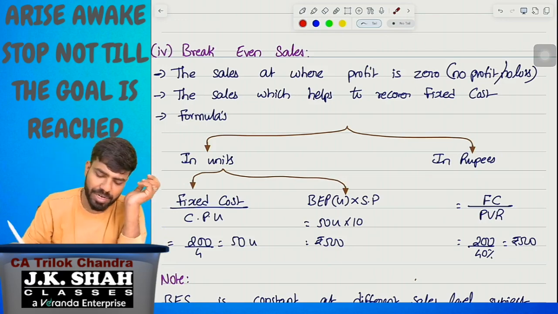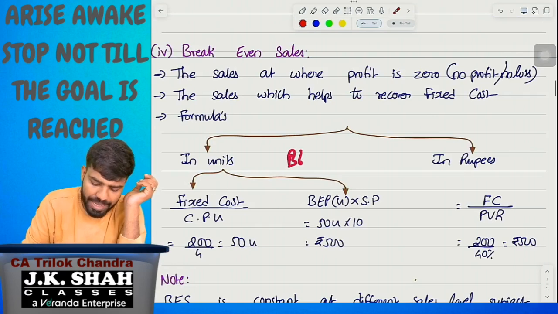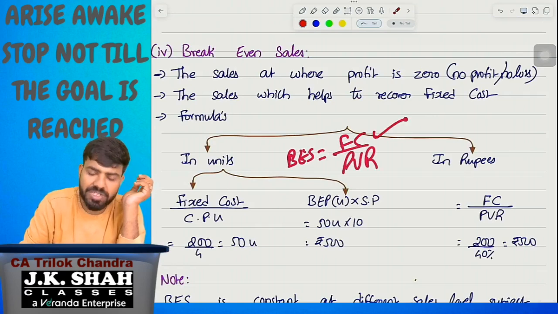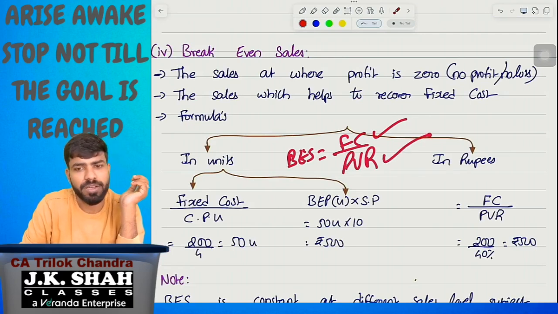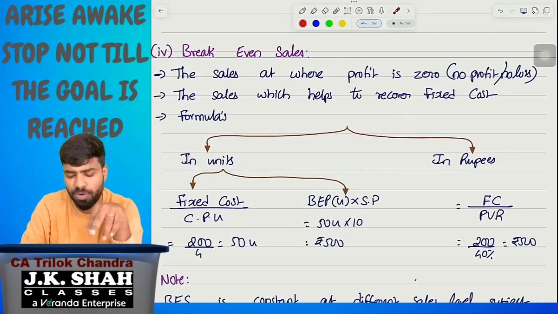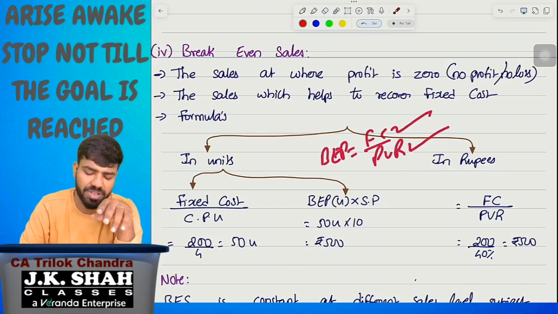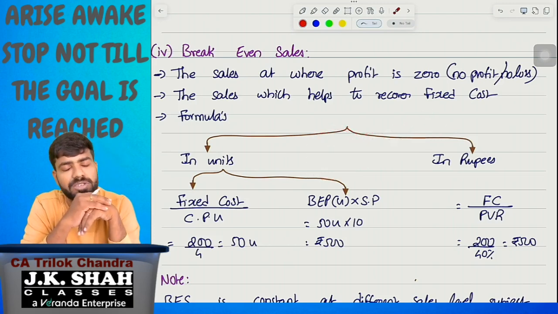Let us understand this. Look here. Just now I told you: break-even sales equal fixed cost divided by PVR. Fixed cost is constant. PVR is constant, as we just discussed; it changes only when there is a change in selling price or variable cost. Otherwise, break-even point equals fixed cost divided by PVR. Fixed cost is constant, PVR is constant, so obviously the break-even point is also constant.